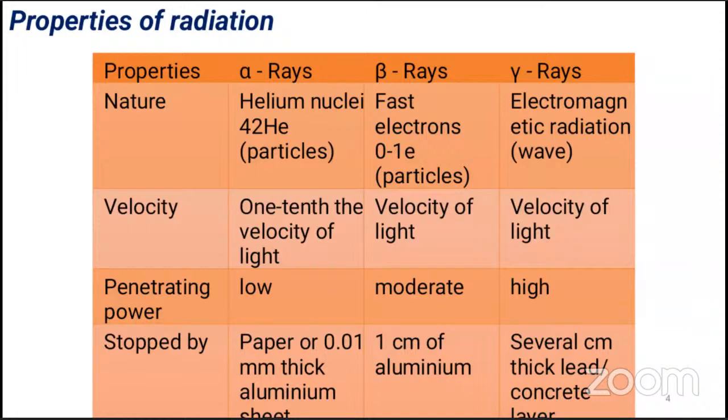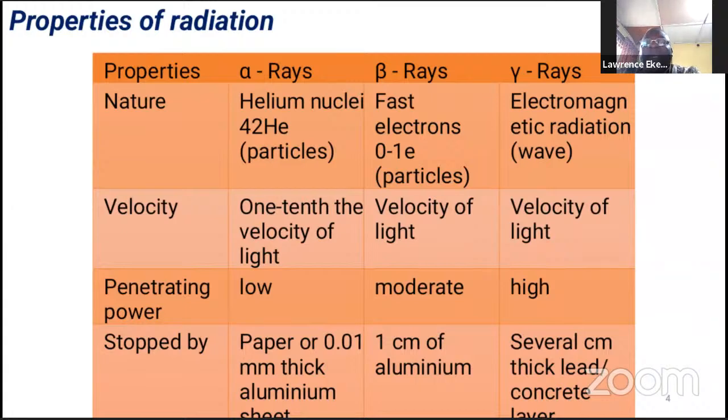The alpha particle is a helium nucleus. It has a mass number of 4 and an atomic number of 2. In other words, it contains 2 protons and 2 neutrons. The mass number is 4, while the atomic number is 2. Now, take note of this: all alpha particles are positively charged particles, and they move at a very high speed.